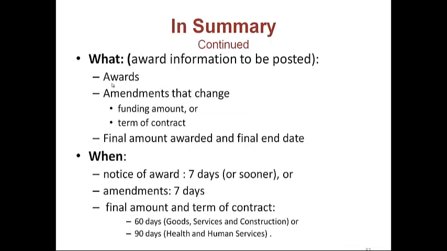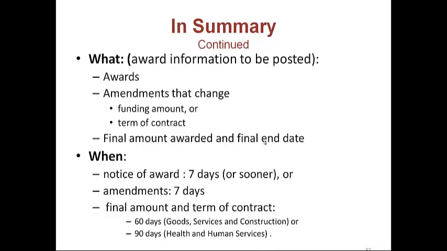So what information has to be reported? All awards, amendments that change the funding amount or the term of the contract, and the final amount awarded and the final end date. Let's say you're buying a tractor and you know how much you're going to pay for it. You can enter the final award amount at the time you create the award in PANS. You do not have to wait until it's finally paid off, as long as you know that that's the amount that it will be paid.